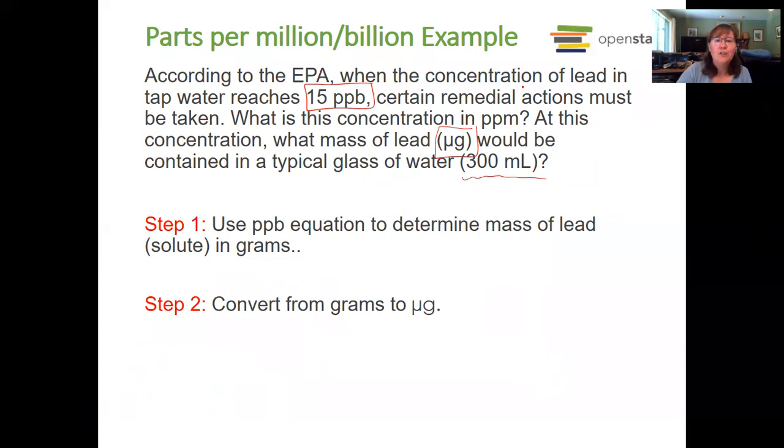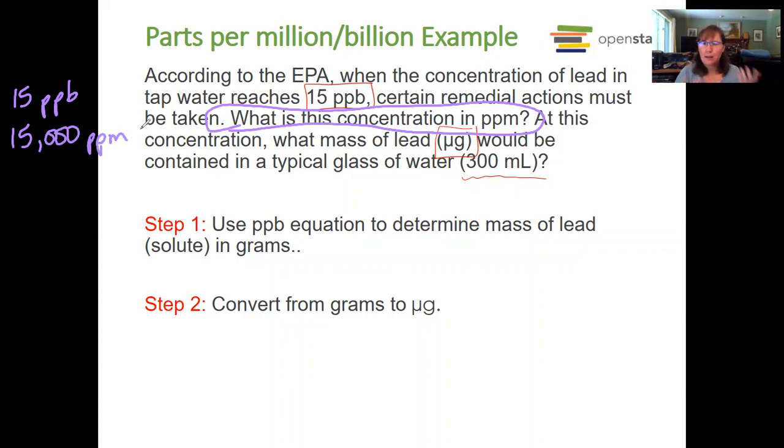First of all, you can see here they sneak in this question: what is this concentration in parts per million? If you have 15 parts per billion, you have 15,000 parts per million. So it's always important to think about what we're actually looking at here. 15 parts per billion sounds really small. 15,000 parts per million seems really big. So let's take a look at what that would be.